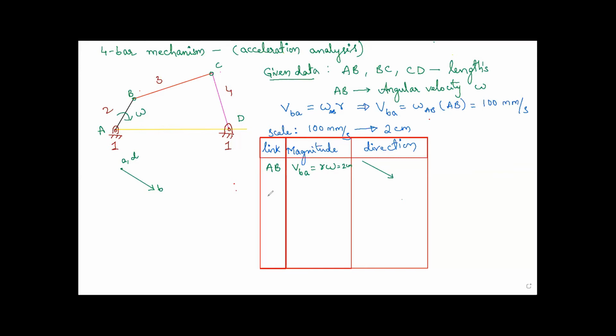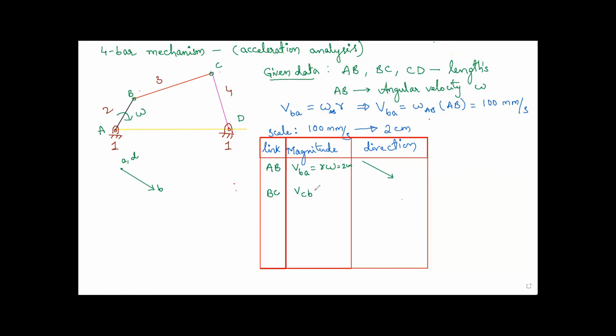What is the next link here? In the tabular column, I'm writing BC is the next link. And I have to find out velocity of C with respect to B. Why did I write this way? Because velocity of B is already found out. So we are finding out velocity of C with respect to B, because whatever is known, only with respect to that can we find out a velocity.